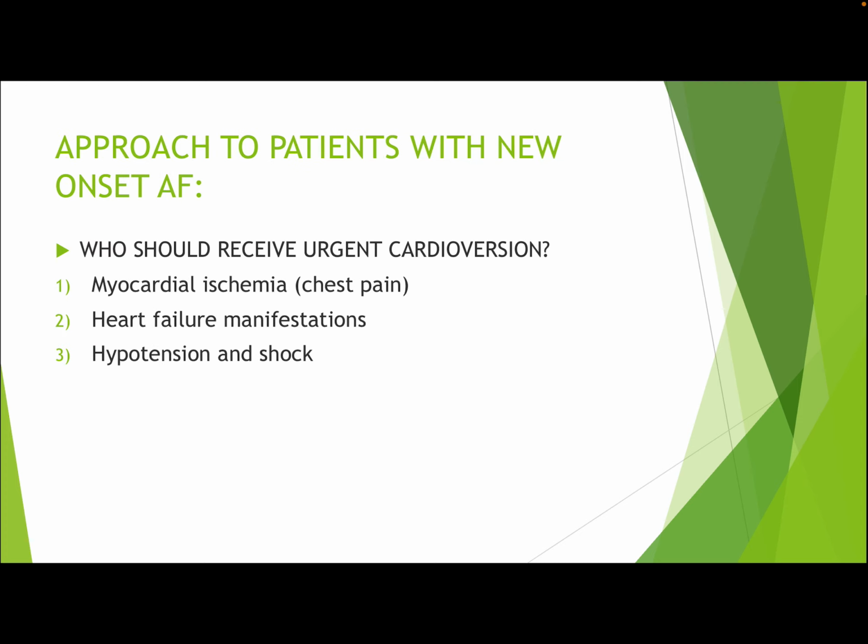Now, approach to patients with new onset AF. First, who should be receiving urgent cardioversion? Just remember, anyone who is hemodynamically unstable must receive urgent cardioversion to convert the rhythm into sinus rhythm. Also, people who have myocardial ischemia, like they have chest pain, they have heart failure manifestations like breathlessness due to pulmonary edema, for example, and patients, as I've mentioned, who are unstable with hypotension and shock, these patients need to receive urgent cardioversion.